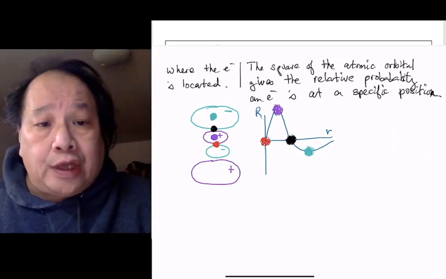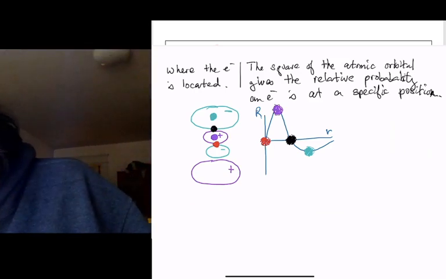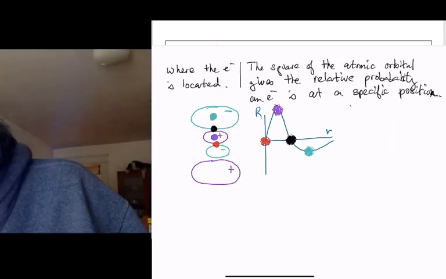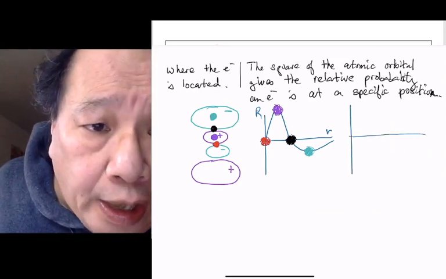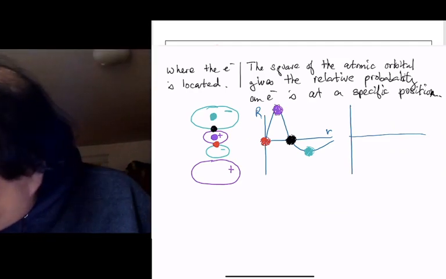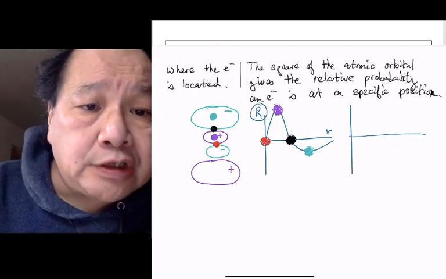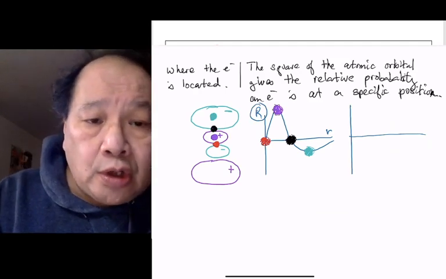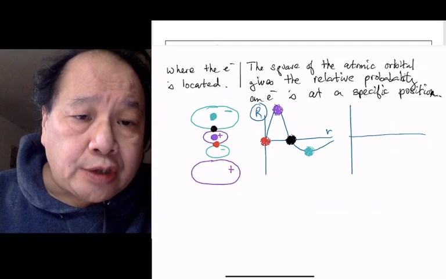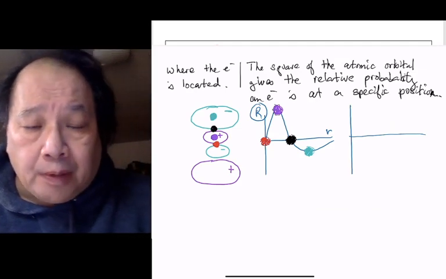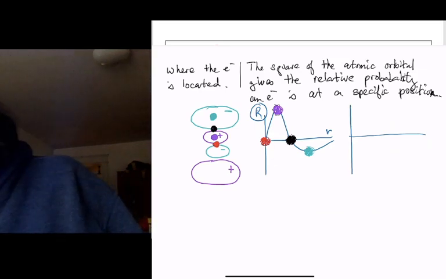If I want to know the relative probability of these 4 sites, what do I have to do according to the statement above? The answer is the square of the atomic orbital. And R is a manifestation of the atomic orbital. The square of R gives us the chance an electron is at a given position. So which of the 4 colors is it most probable that the electron is located there? Put it in chat. Red, purple, black, or aqua? Purple.